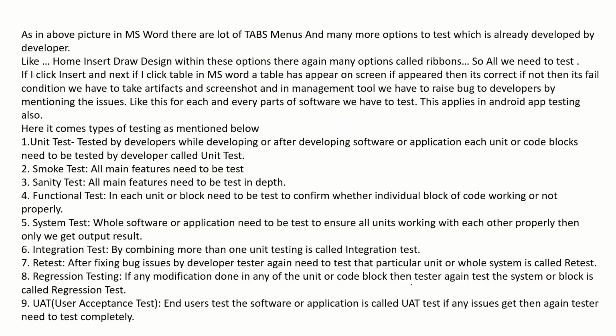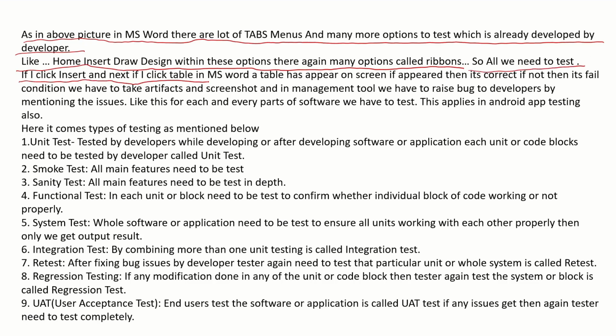So, as in the above picture, in MS Word there are a lot of tabs, menus, and many more options to test, which is already developed by the developer. Like home, insert, draw, design. Within these options there are again many options called ribbons. We need to test all of them. If I click insert and then click table in MS Word, a table has to appear on my screen. If it appears, then it is correct. If it does not appear, then it fails.